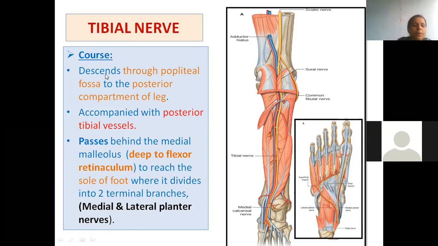Okay, so the tibial nerve descends through the popliteal fossa. It enters into the posterior compartment of the leg. It is accompanied by the posterior tibial vessels, which are the terminal branches of the popliteal artery, and passes behind the medial malleolus to reach the sole of the foot. In the sole, it divides into the medial plantar nerve and the lateral plantar nerve. This is the way it enters into the sole. This is the course in the sole. Okay.